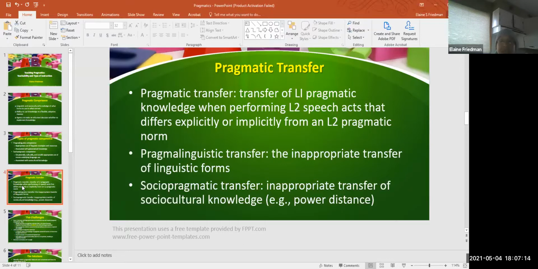Socio-pragmatic transfer might be when you are with someone you don't know and you say, give me the book, not understanding that it's the wrong power distance. You should be more polite with someone who you don't know. So basically, okay, your grammar is okay, but you are using the wrong L1 norm in that situation.